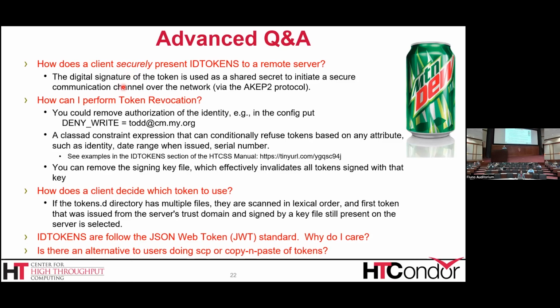The short answer is, remember I said the token has a bunch of properties and then a digital signature. What the client does is it just sends the properties over. It does not send the digital signature over. The server, meanwhile, knows which signing key would have been used for the digital signature, so it can just recreate the digital signature. It has all the attributes from the client. It appends to them the secret signing key, does a hash, and now it has the digital signature. So now both sides have the digital signature, and they can use that as the basis of a secure channel using AKEP2, if you really have a lot of Mountain Dew.